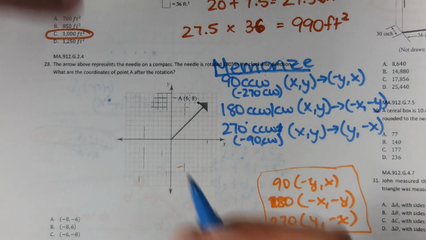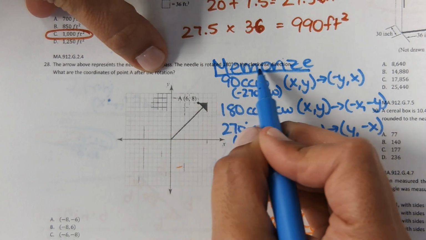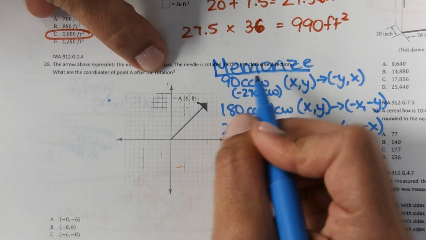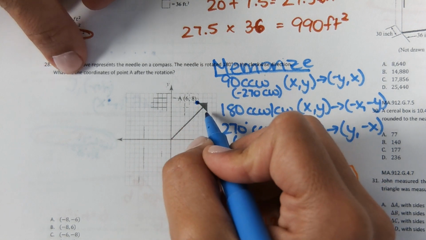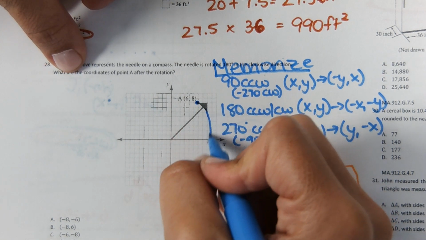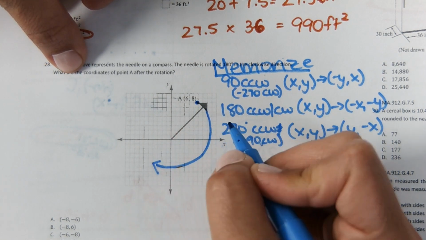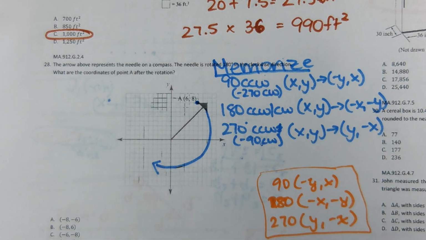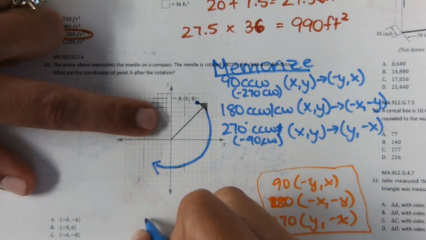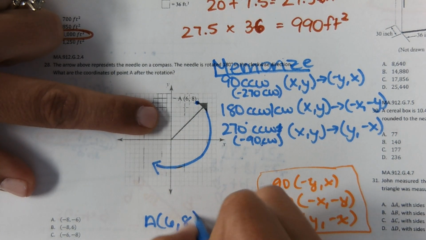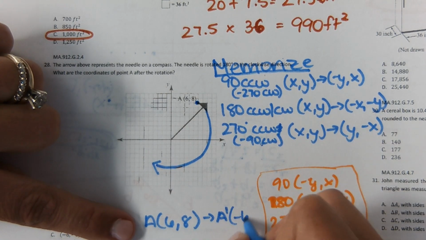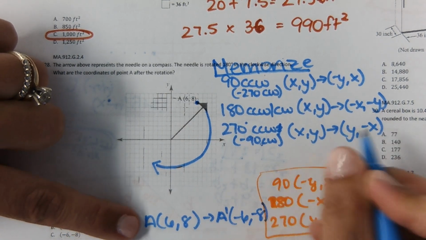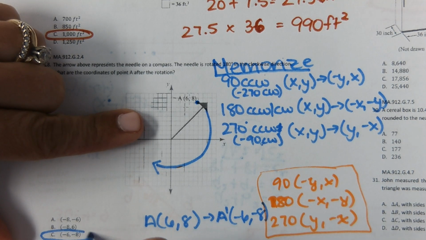Okay, so it says that this needle is rotated 180 degrees clockwise. What are the coordinates of point A after the rotation? So 180 degrees clockwise would be like 2 turns and put it over here. Where exactly is that location? You could use the coordinate rules. So A is 6, 8, and then A prime, 180 degrees, would be negative 6, negative 8. So negative x, negative y. So that would be this.